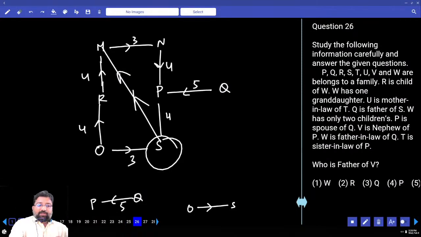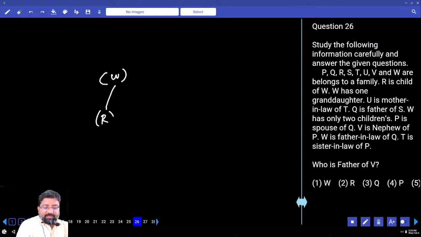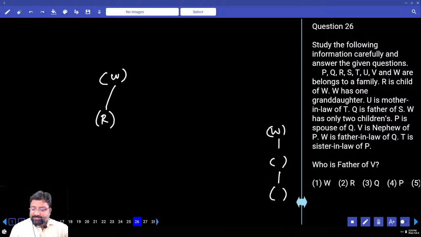26. P, Q, R, S, T, U, V and W belong to a family. How many? 1, 2, 3, 4, 5, 6, 7 and 8. R is the child of W. Who is this R? Child of W. W has one granddaughter. So W has one granddaughter.